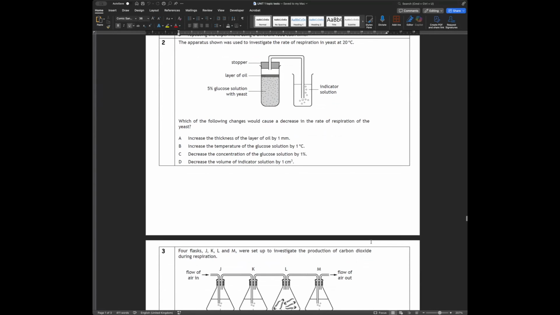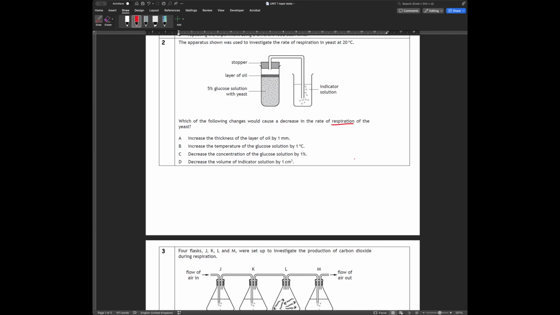Okay, number two, the apparatus shown was used to investigate the rate of respiration in yeast at 20 degrees. Which of the following changes would cause a decrease in the rate of respiration of the yeast? Right, so we're dealing with respiration here and how quickly it goes. Now, what are the things that respiration needs? That's where my head would be at straight away. What does respiration need? Well, respiration needs to begin with glucose.